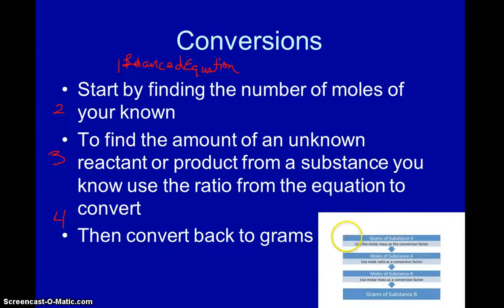There's a little diagram over here that kind of shows you how to do that. Remember, when we convert from grams to moles, you use your molar mass as the conversion factor. Then, to go from moles of the substance we start with to the thing we're trying to solve, you're going to use the ratio from the equation. And then last, you're going to go back from moles to grams, again using molar mass as your conversion. You just have to understand whether you're going to divide or multiply. Okay? So what we'll do next is go ahead and try one of these.